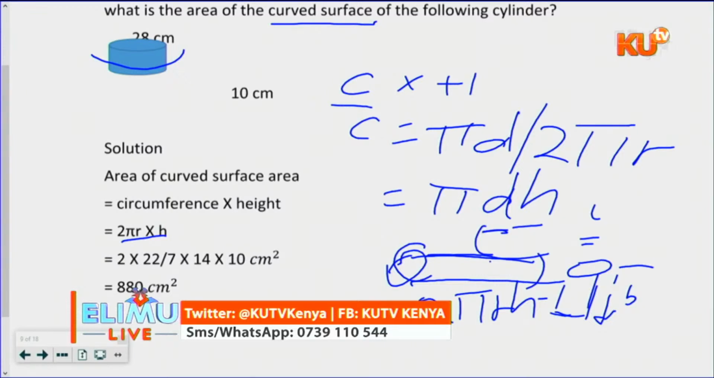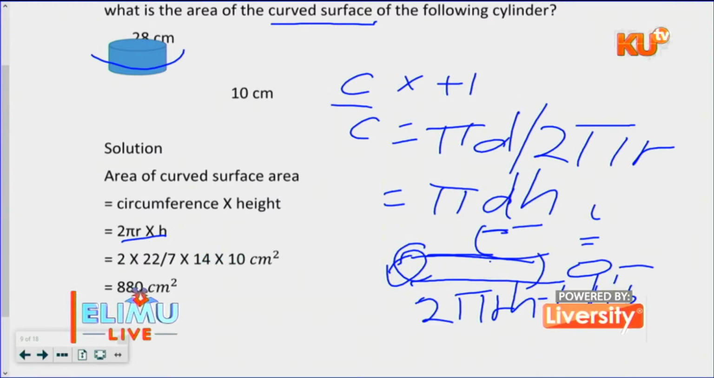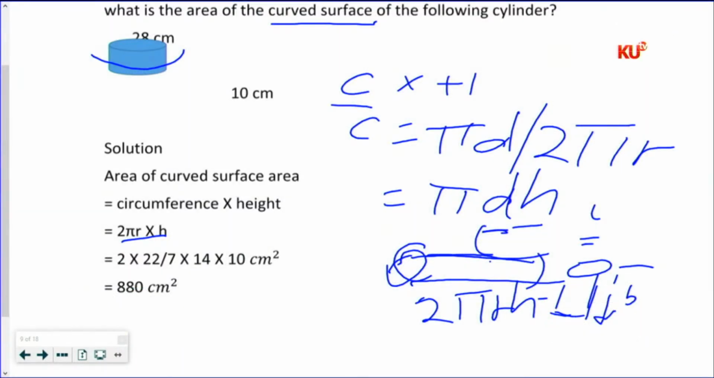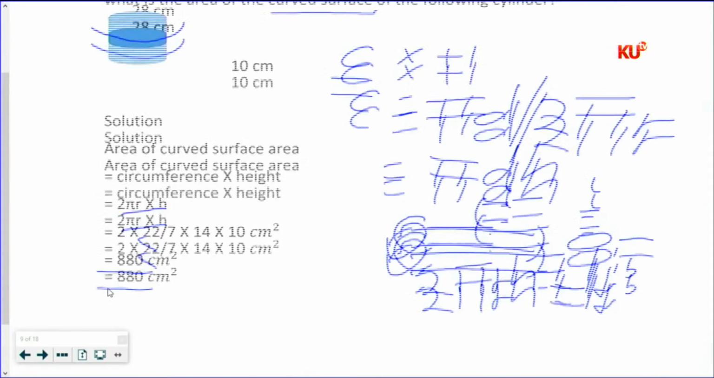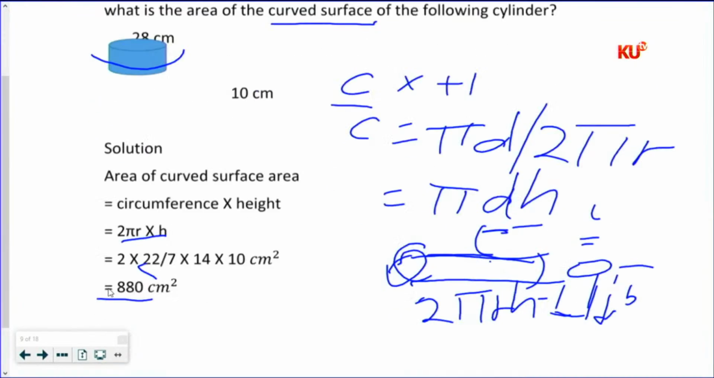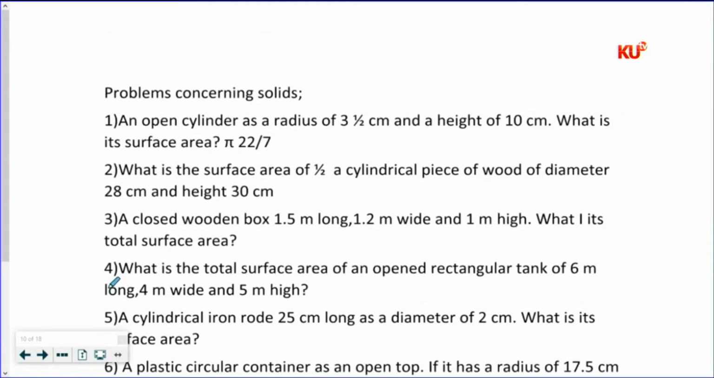So we'll have 2 times 22/7 times our radius, our diameter here, which is 1.4, times 10, and when we multiply these, they will give us 880. That is the circumference of the curved part.